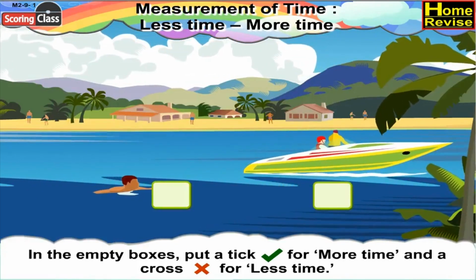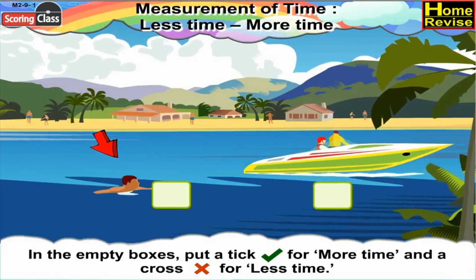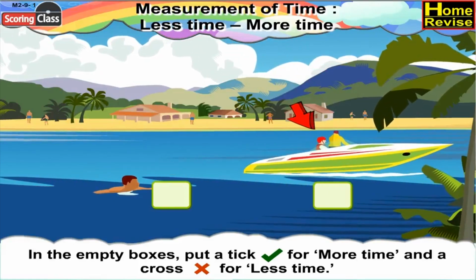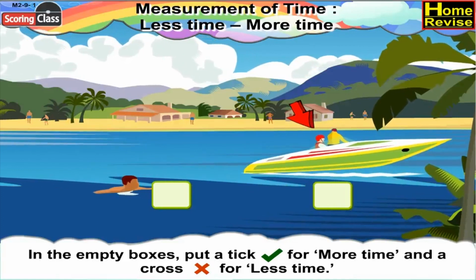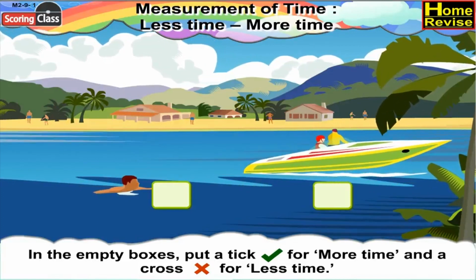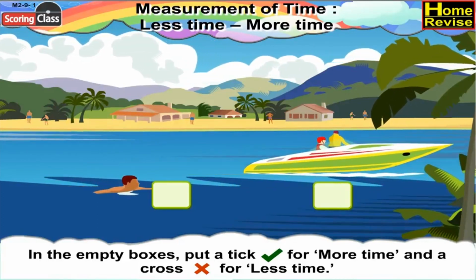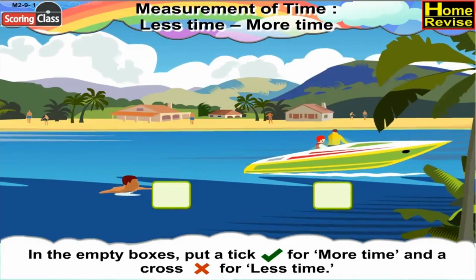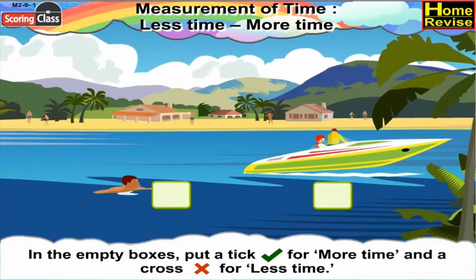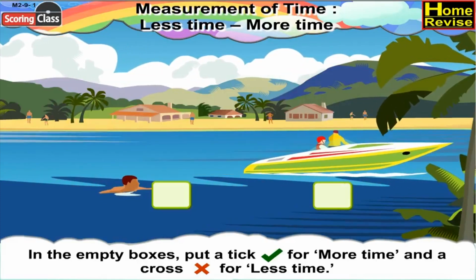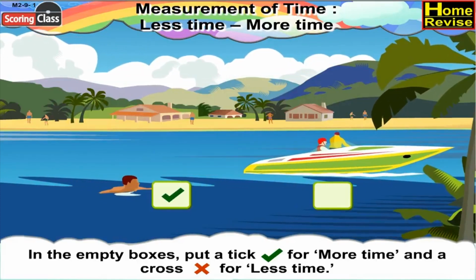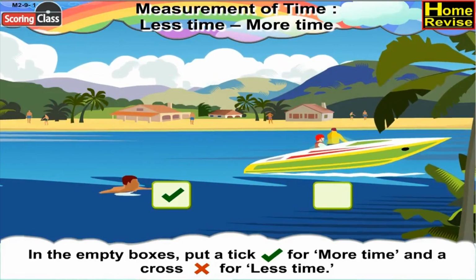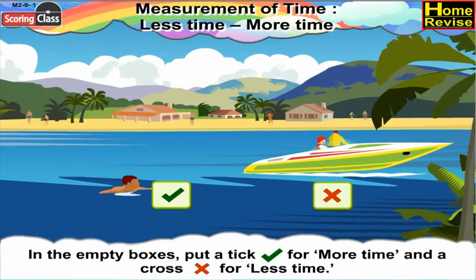In this picture, our little swimmer is trying to swim, and two of the people are sitting in a boat. That too, I guess, is a speedboat. So, can you tell me which of them will take more time to reach their destination? Yes, our little sweet swimmer will take more time. So, put a tick for that. And the speedboat will take less time. So, put a cross for that.